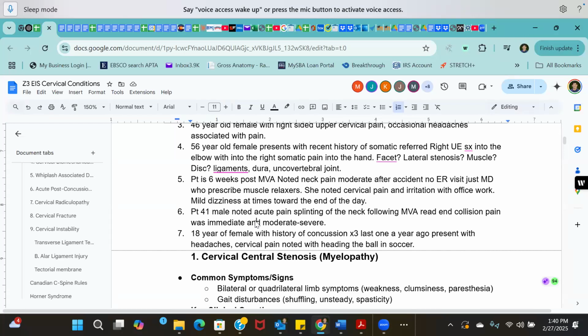You said what happens to the multifidi? Yeah, what happens to the multifidi in a subacute or chronic individual with whiplash associated disorder? I guess increased tone of the muscle.